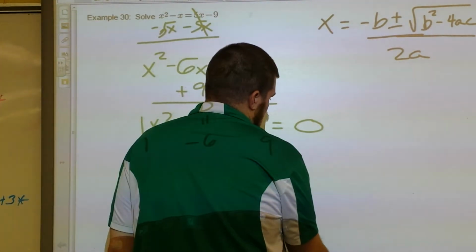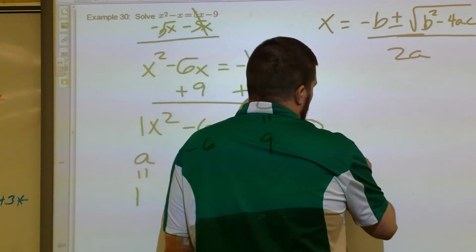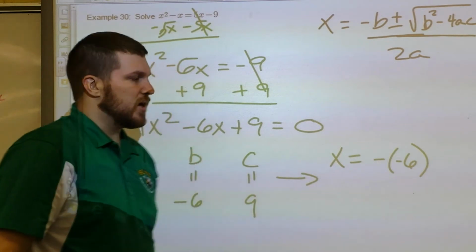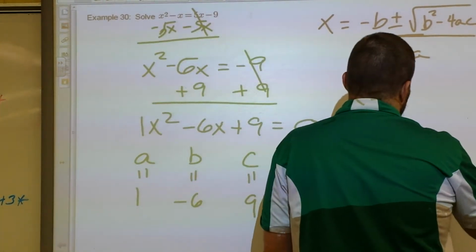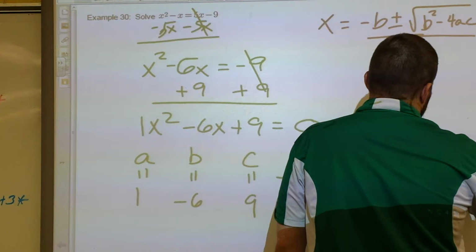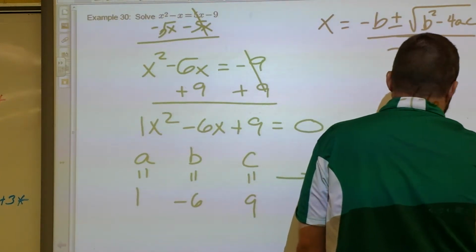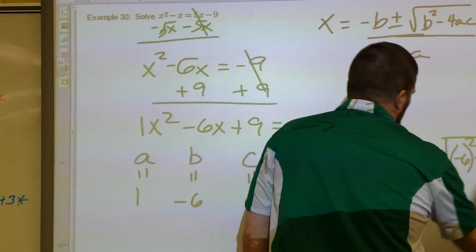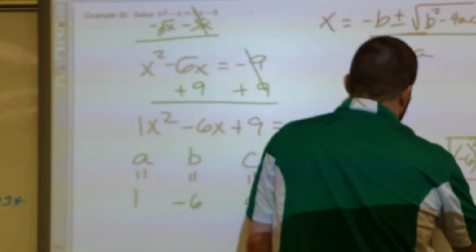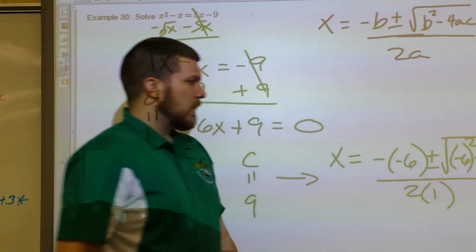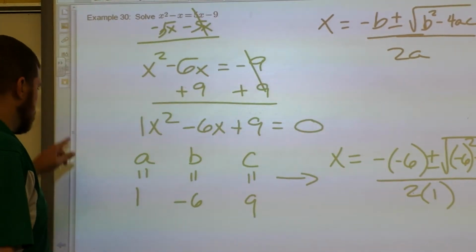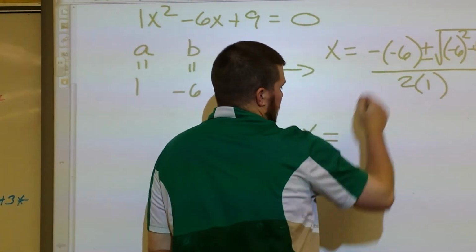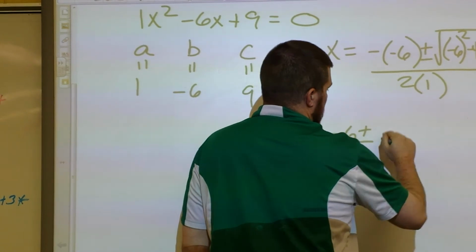So now what we're going to do is actually just plug this stuff in. So x equals negative of negative 6. Again, I'm plugging in, so I'm going to put that in parentheses. Please do that. Plus or minus square root of negative 6 squared minus 4 times A times C, all over 2 times A. And now I want to start cleaning this up as much as I can. So x equals negative negative makes a positive, so 6 plus or minus square root.